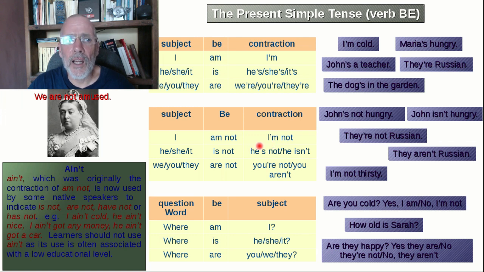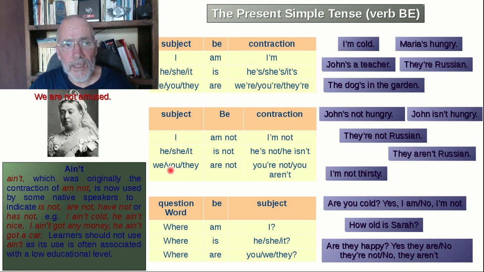So instead of saying I am not, we say I'm not. Instead of saying he is not, or she is not, or it is not, we say he's not or he isn't. We've actually got two choices. We can either contract the subject and the verb be, or we can contract the verb be and the word not. It doesn't matter what you use. You can say he's not or he isn't. It's the same. Use whichever one you find easiest.